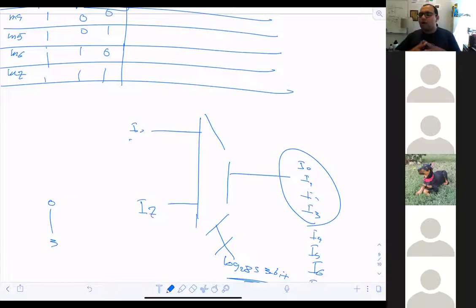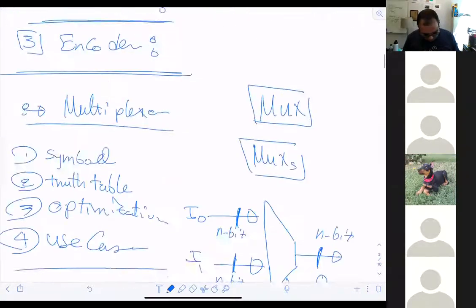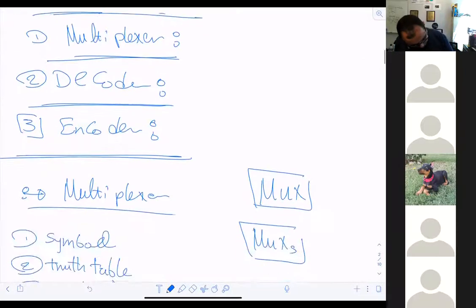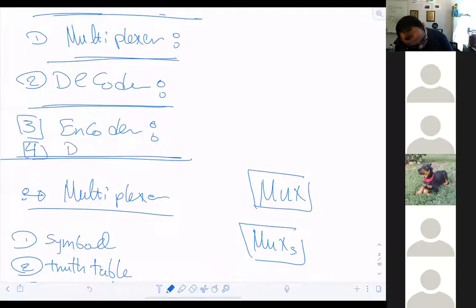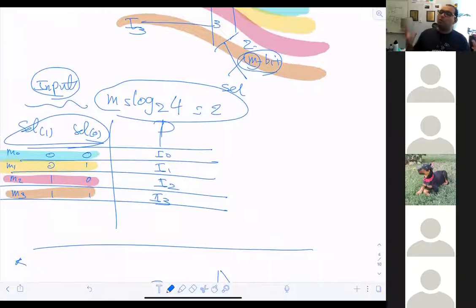And we define the combinational circuit elements, the most famous ones being multiplexer, decoder, encoder, and demultiplexers as well. And I need to write it to you here. It's called demultiplexers. Okay, then we start looking into the first element called multiplexers.